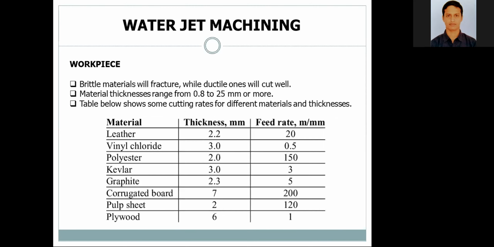The workpiece. Brittle materials are hard to cut by water jet, while ductile ones will be cut well. Material thickness ranging from 0.8 to 25 millimeter or more can be cut using water jet machining. The table below shows some cutting rates for different materials and different thicknesses.